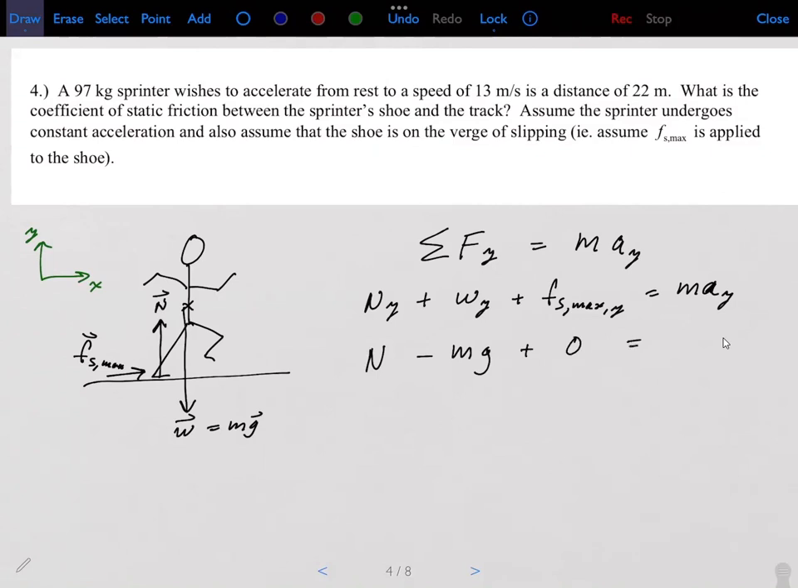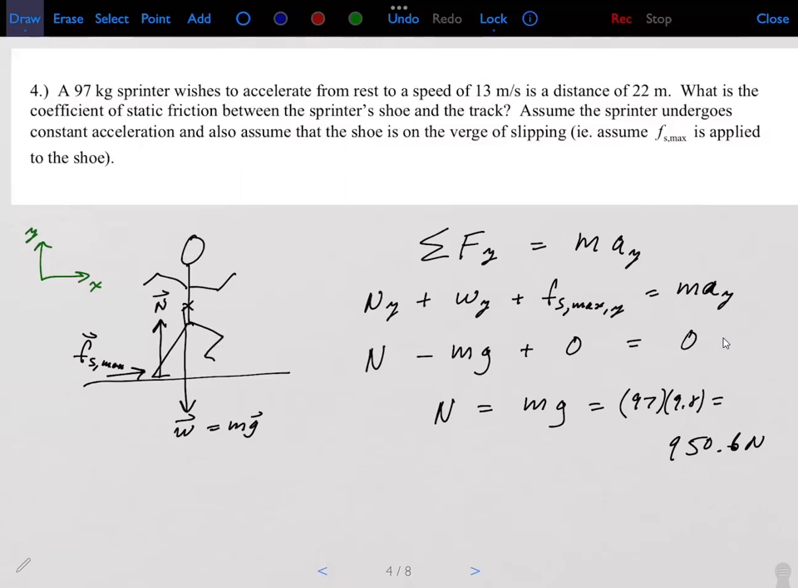And we're going to assume that there's no acceleration in the y direction. The sprinter is just accelerating in the x direction, to make it easier. So a_y is 0. That means the normal force is equal to the weight of the sprinter, so N is equal to mg. We can calculate that. The mass of the sprinter is 97, and g, of course, is 9.8. So that's going to be 950.6 newtons. Okay, so that's the normal force.